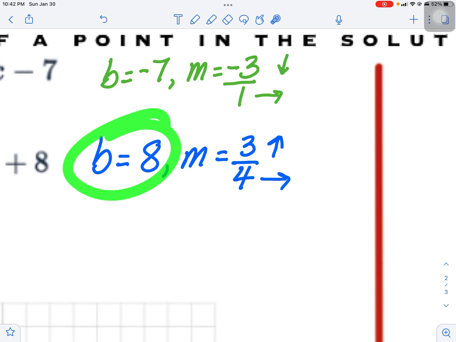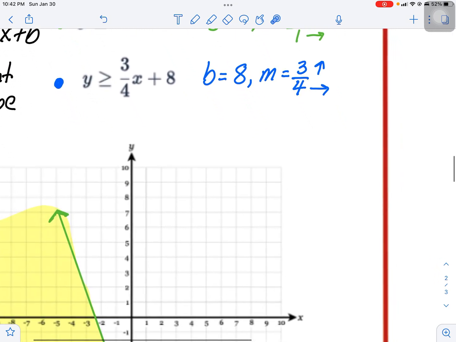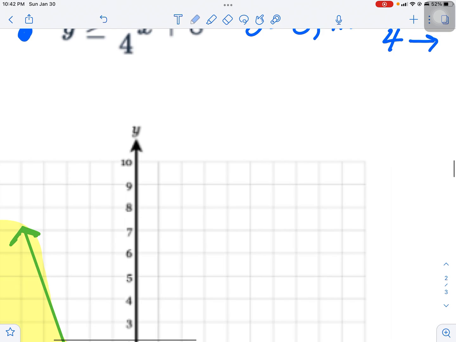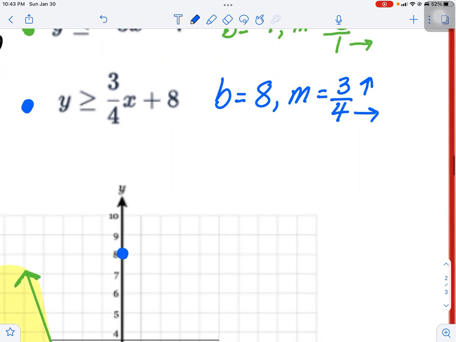So we're going to start on our y-intercept, which is b equals 8. So on my y-axis here, I'm going to find positive 8. All right, positive 8 over here like that. Now, this says I'm going to move up 3 and to the right 4.